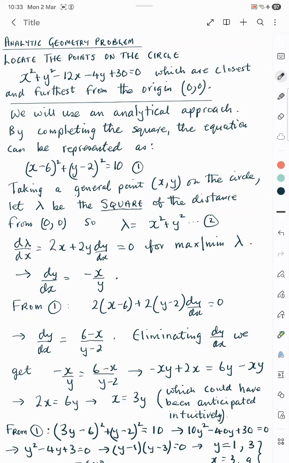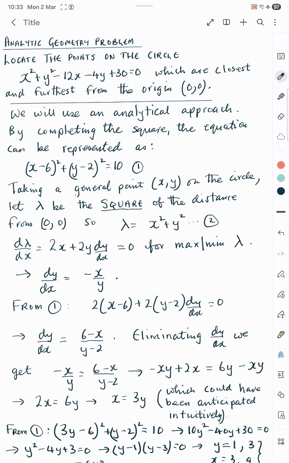Hello, in this video I want to do a little problem from analytic geometry. And the question is to locate the points on the circle whose equation is x squared plus y squared minus 12x minus 4y plus 30 equals 0, which are closest and furthest from the origin 0, 0.